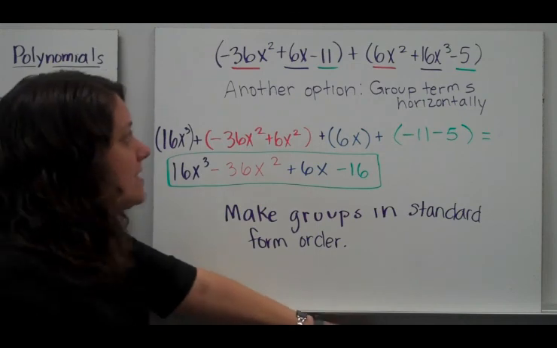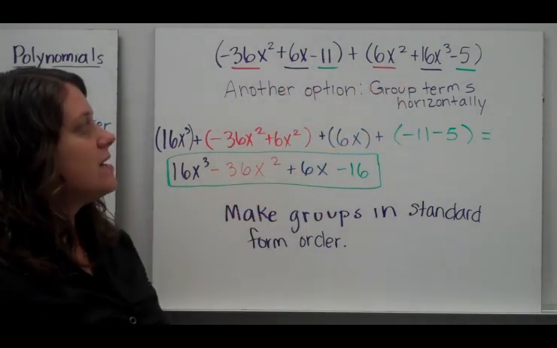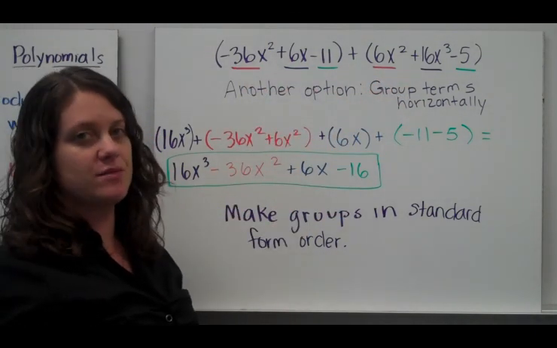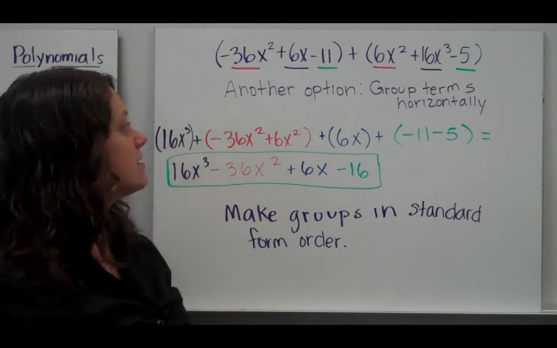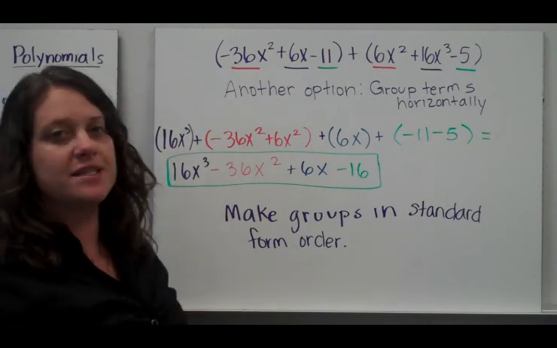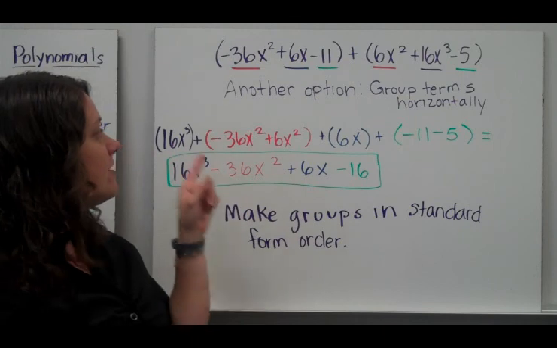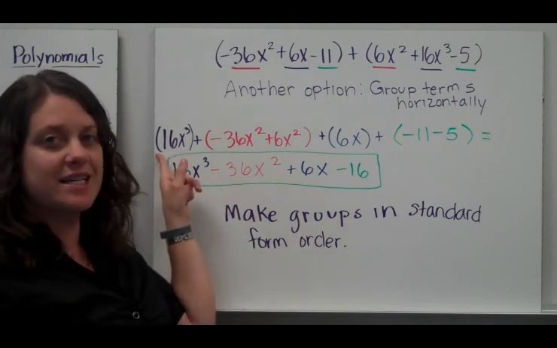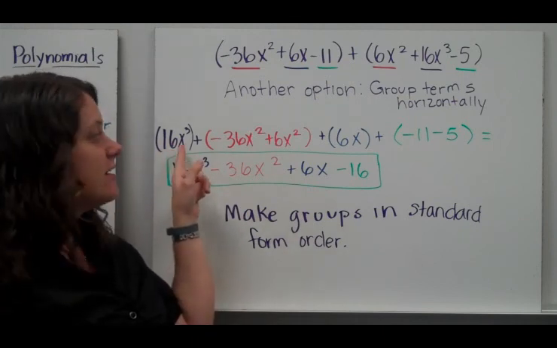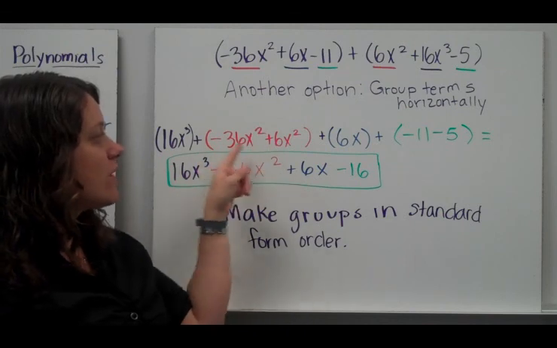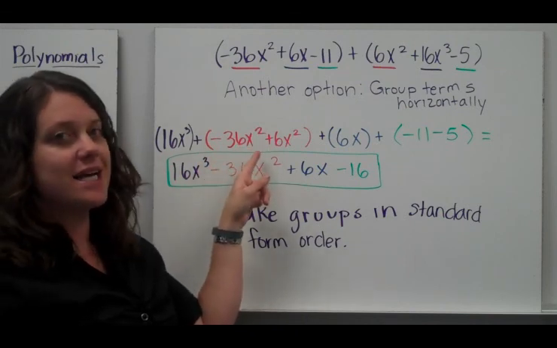Okay, so another way to do this, here's our example at the top. Another option is to group the terms horizontally. So just like it looks, I'm going to group them horizontally. I still put them in standard form, so I have the biggest one up here, 16x to the 3rd with the highest degree. Then I group together the x squared. And I make sure I take the sign in front of them.